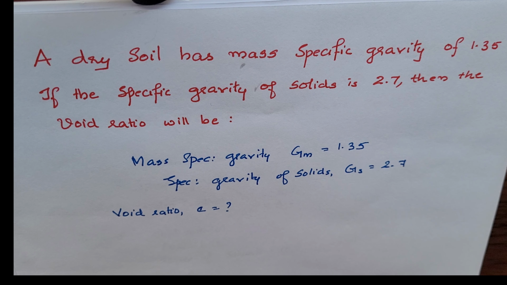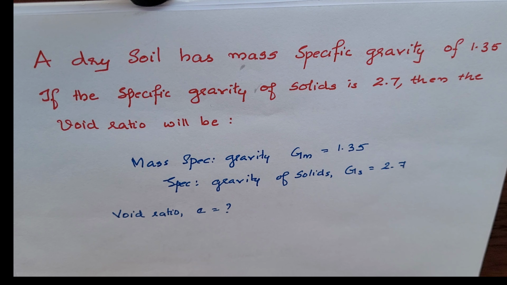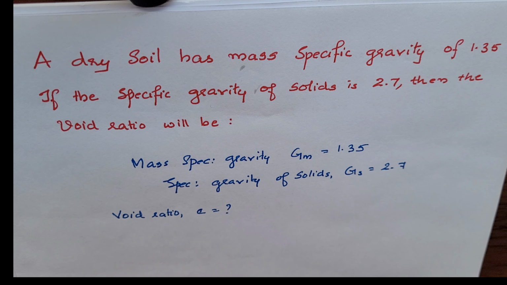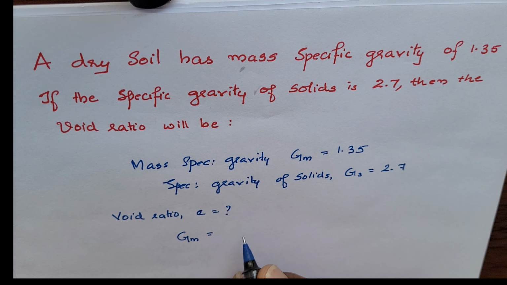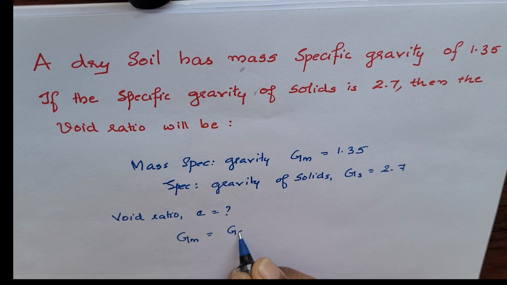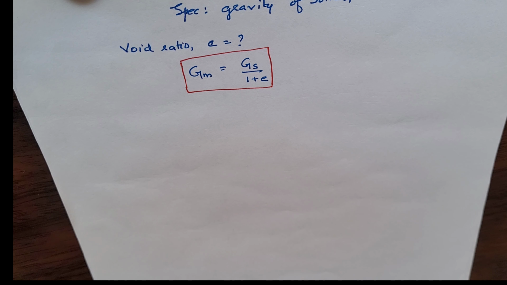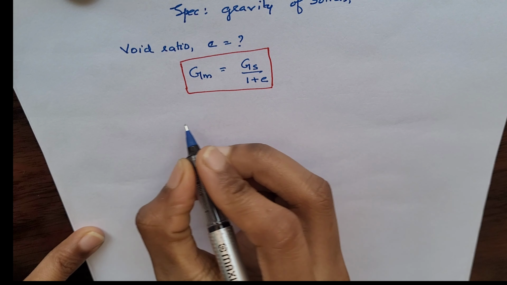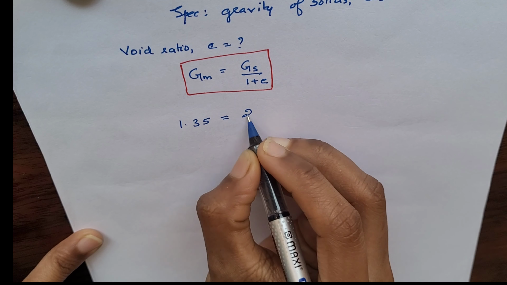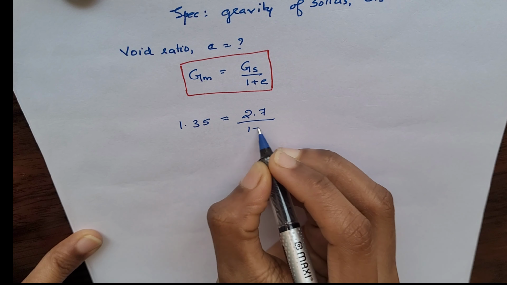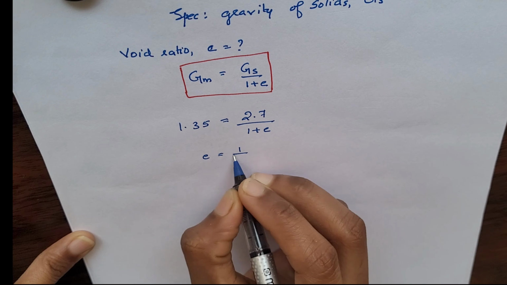There's an equation relating mass specific gravity, specific gravity of solids and void ratio, and that equation is Gm equals Gs by 1 plus e. On substituting the values of Gm and Gs, we get the value of void ratio e. On solving, e is equal to 1.